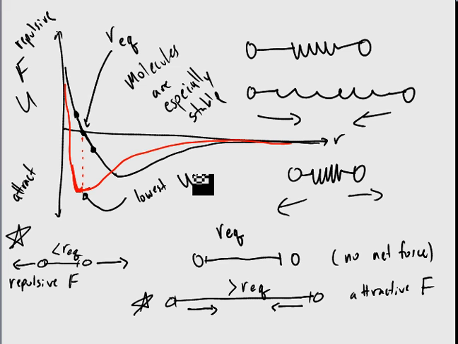So the take home from this video is that at the equilibrium distance, the net force is zero. It's also associated with the lowest potential energy. At that distance, the two molecules are especially stable. They like staying at that distance. And that is very related to the potential energy. And that's what we'll talk about in the next video.